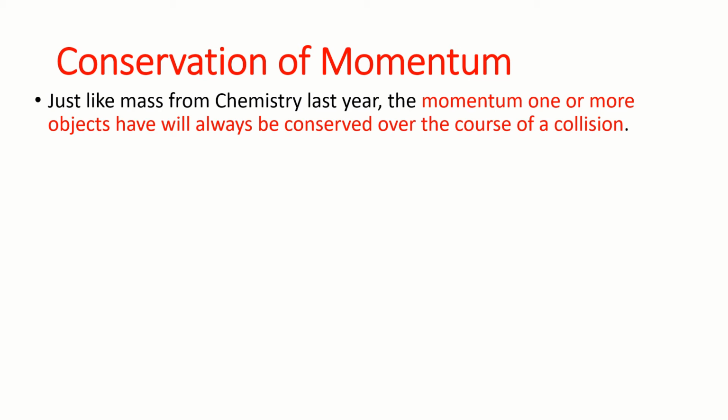So basically all the momentum every object in the collision has before they hit each other is the same amount of total combined momentum that all the objects have afterwards. It might be redistributed between different objects, but the total is still the same.